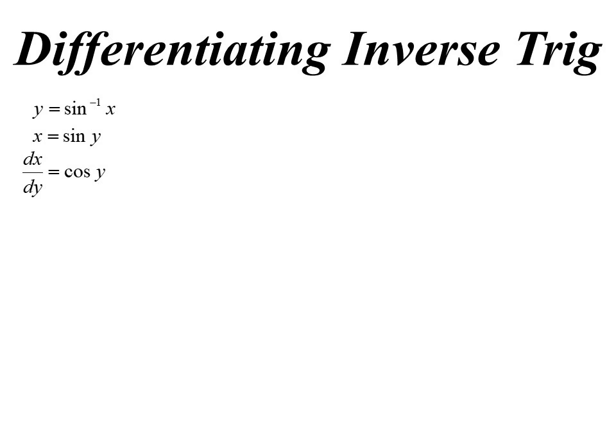When we differentiate sine, we get cosine. That's dx/dy. Turn it upside down, and I have dy/dx. But it's in terms of y, not in terms of x, which is okay. But let's get x back in there.